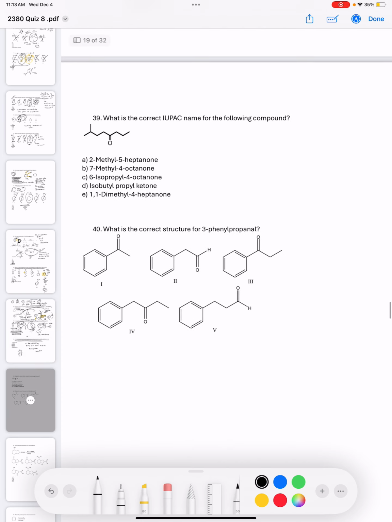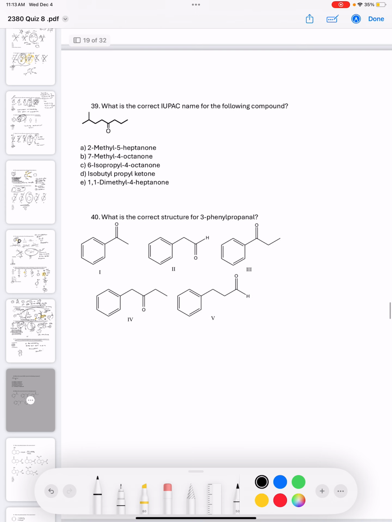Okay, so the next question, question 39. What is the correct IUPAC name for the following compound? Okay, so this is a ketone. And the very first thing I'm going to think is, we know it's a ketone, so it ends with -one, not -ol. Ends with O-N-E, so you drop the E and add O-N-E for ketone. We never learned to just use the word ketone, so I'm immediately going to get rid of D.